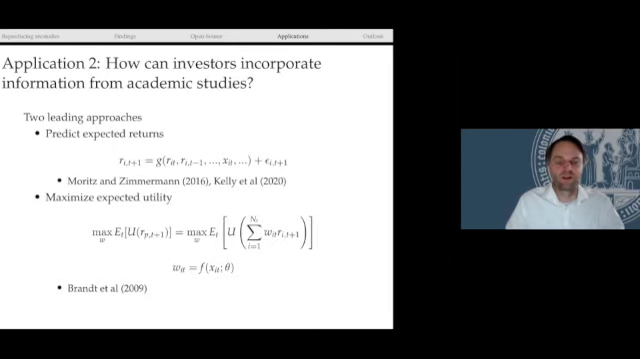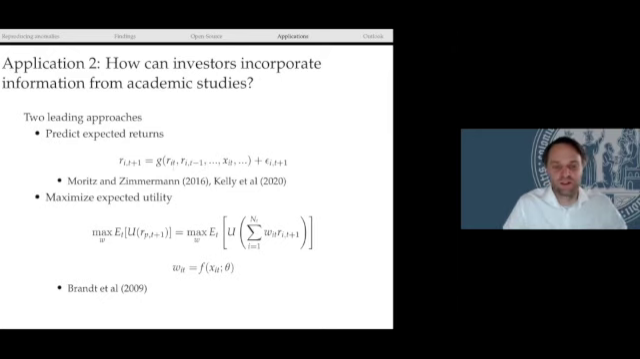Here's another one. Another, I think, very important question is how can investors incorporate information from academic studies? So now that there's so many, how can we include all these variables for portfolio allocation? The two leading approaches, I think, are first, you can use all these signals to predict expected returns. So here I have a model of expected returns where I predict the return next month as a function g, which is a very flexible function of past returns and other variables.